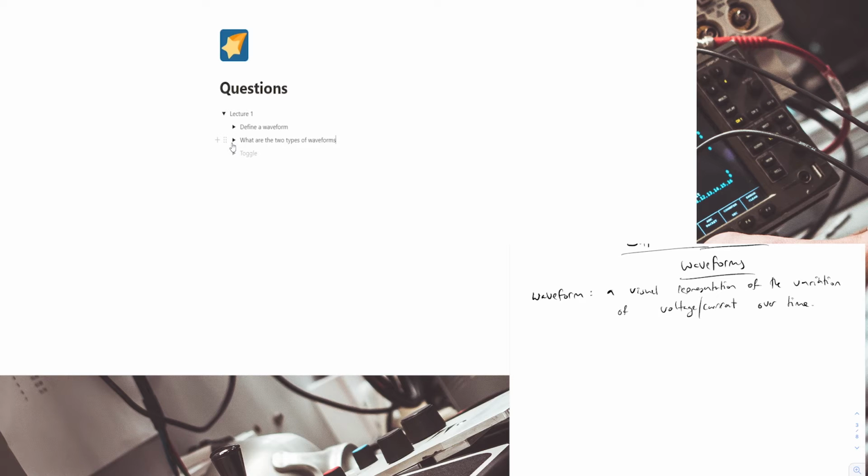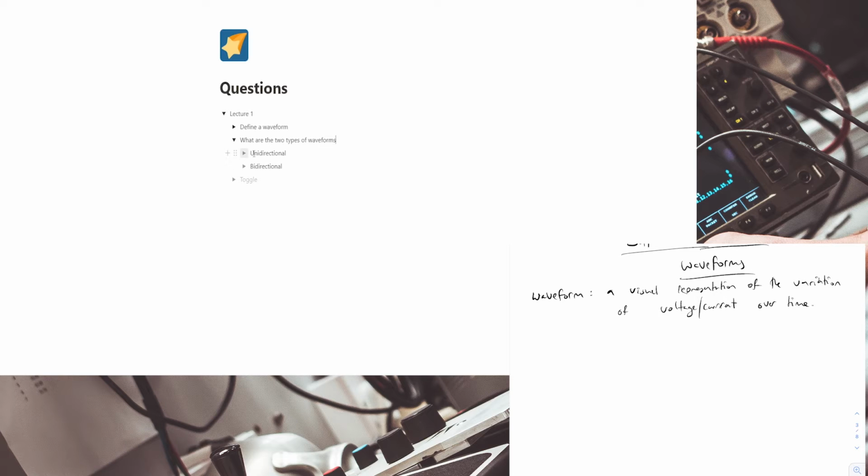So what are the two types of waveforms? You've got unidirectional and bidirectional. You define a waveform. A waveform is a visual representation of the variation of voltage or current over time. There you go. What are the two types of waveforms? You've got unidirectional waveforms and bidirectional waveforms. Then now I can define them here.